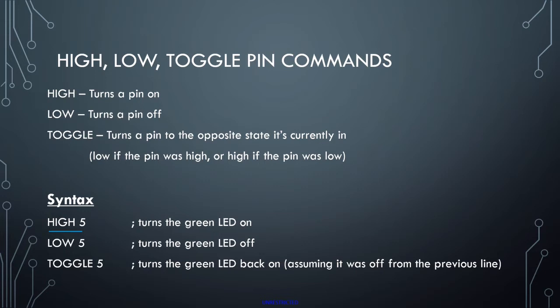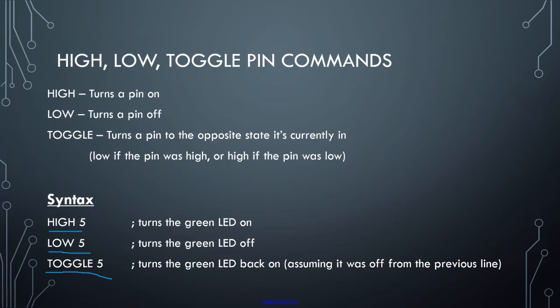So here, if we say high 5, this is going to turn pin 5 on, and this pin 5 is connected to a green LED, if you'll remember. Likewise, same thing for low. We just put in low, a space, and then the pin number, which in this case is 5, so it would turn the green LED off. And then same thing for the toggle command. All we have to do is write the command and the pin number after it.